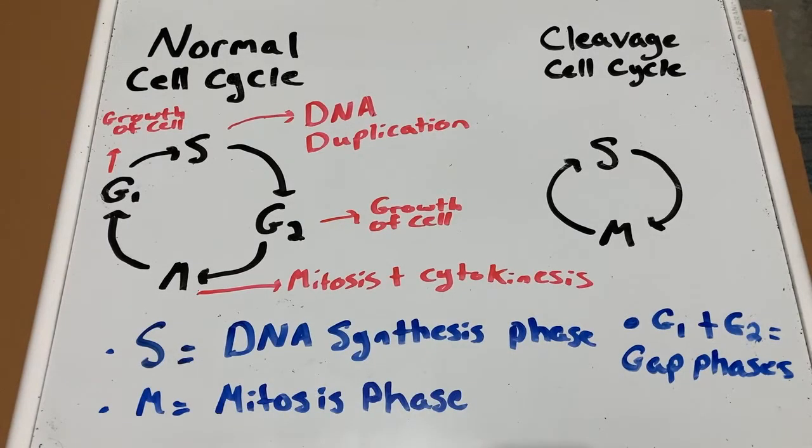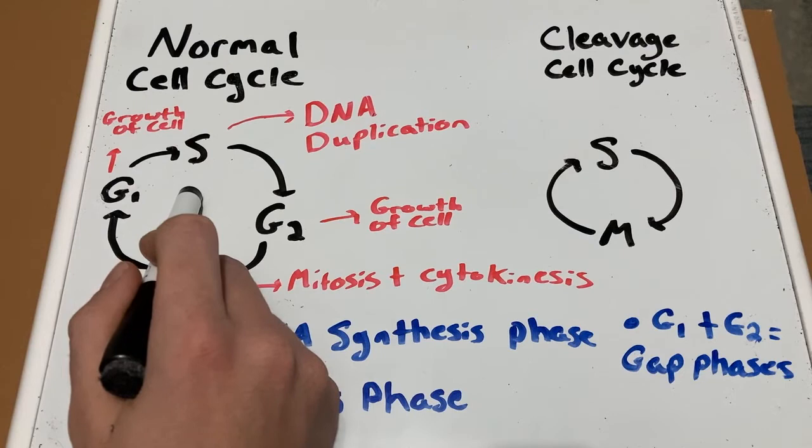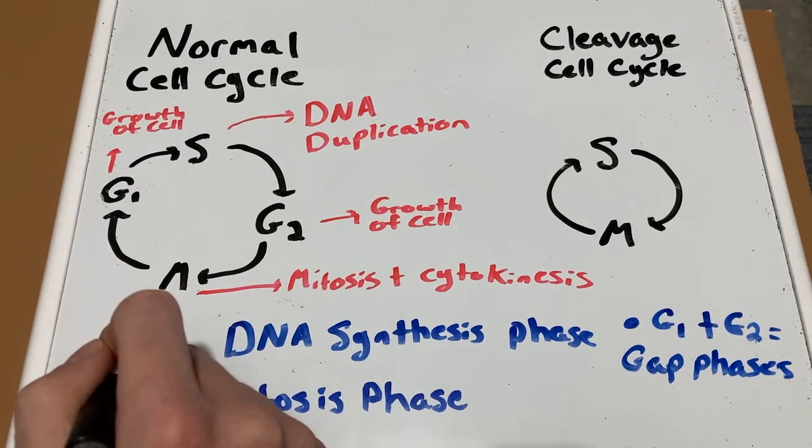Next, it is important to note that during cleavage, only the DNA synthesis, or S phase, and mitosis, or M phase, occur. Because G1 and G2 are skipped, the size of the zygote does not change. During the S phase, DNA, or chromosomes, are duplicated and makes 2 identical copies of itself. During the M phase, mitosis and cytokinesis occurs. Mitosis is the division of chromosomes, or DNA, into 2 separate nuclei, and cytokinesis is the division of cytoplasm into 2 new cells.